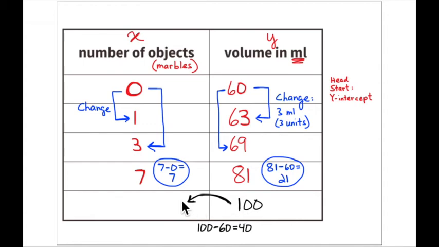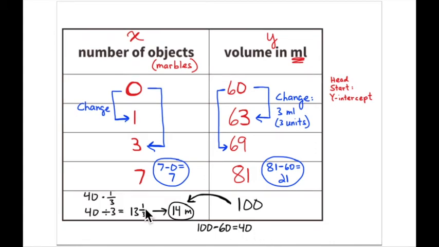So to go backwards, I know the volume now. I have to figure out how many marbles that's equal to. So I have to divide that volume, 40 milliliters, by 3 milliliters for each marble. Every time I take out 3 milliliters, that's equal to a marble. Same as multiplying by 1/3. So notice that the operation is the same. 40 times 1/3 is the same as 40 divided by 3, and you get 13 1/3.